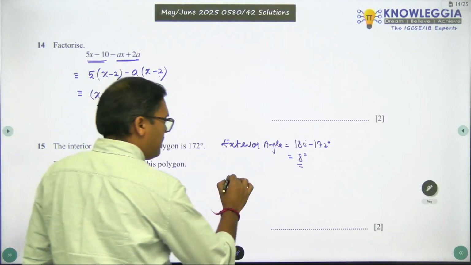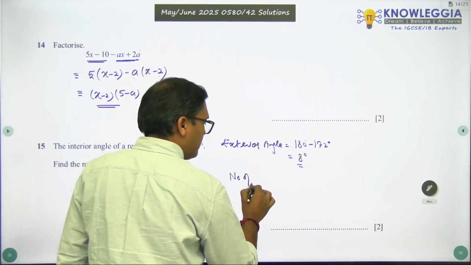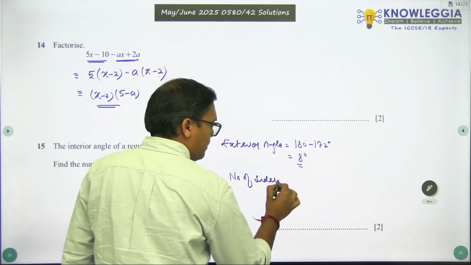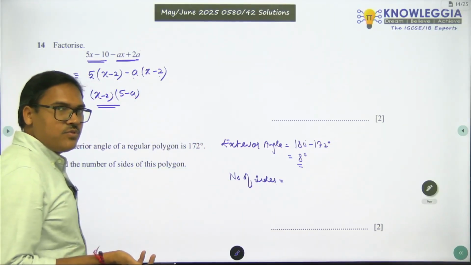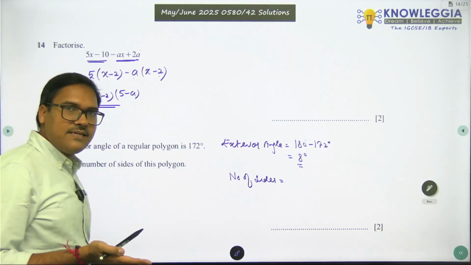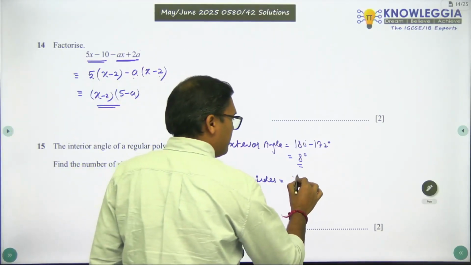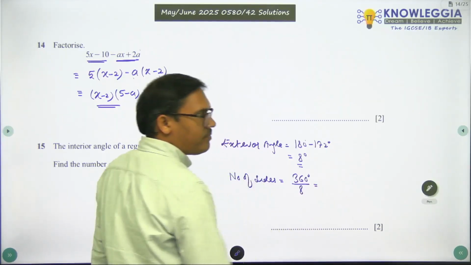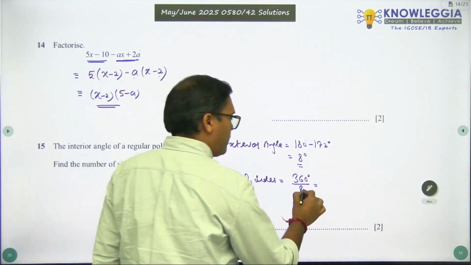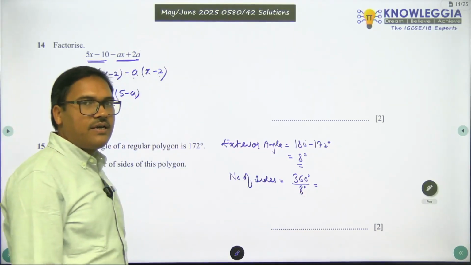So, what is the number of sides? Number of sides will be equal to, let's say there are n sides, and all the exterior angles are the same. So, what is the number of sides? This is 360 degree divided by 8. I hope this is clear. Why is this so? Because each exterior angle is 8.